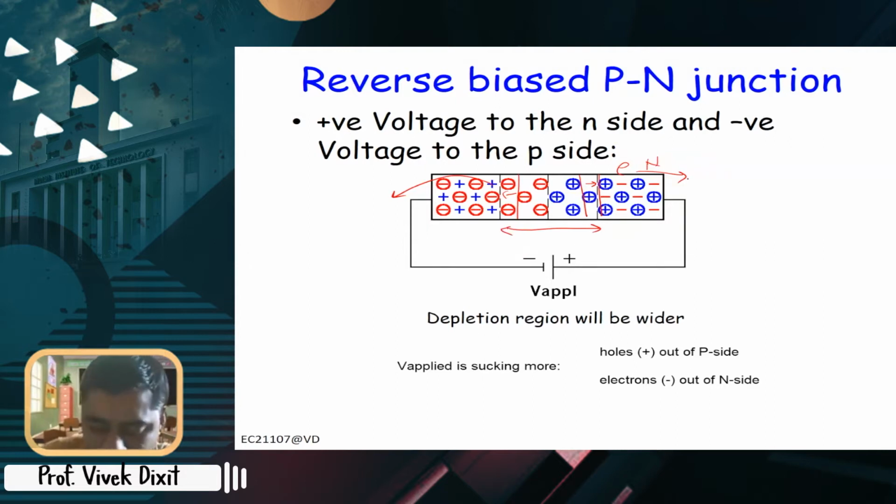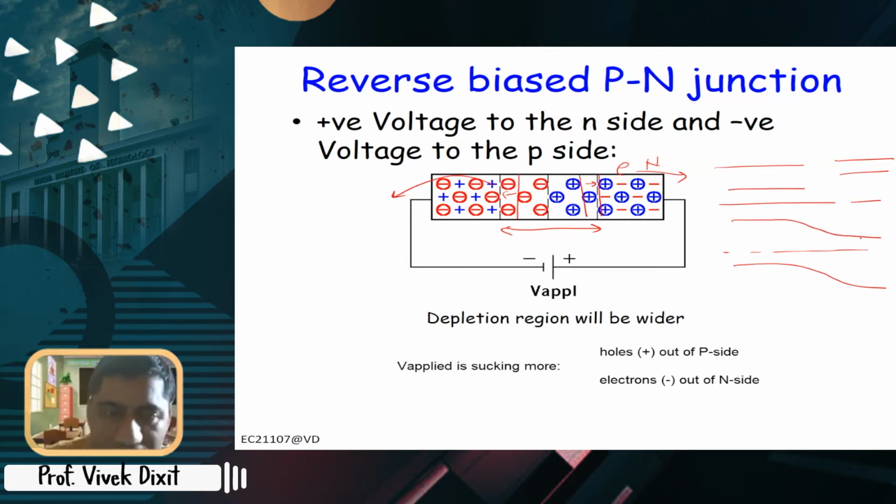Or you can understand it like this. For the P side, the Fermi level is near the valence band. For the N side, the Fermi level is near the conduction band. In case of equilibrium, the Fermi level is constant. But when we apply a positive bias here, what will happen? Will this Fermi level go up or go down?